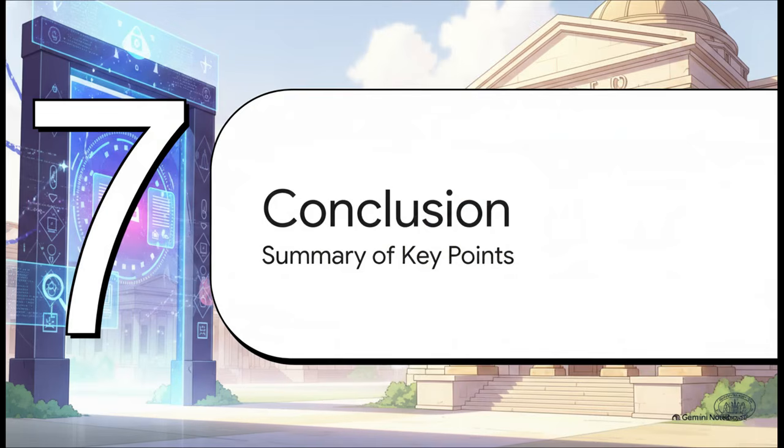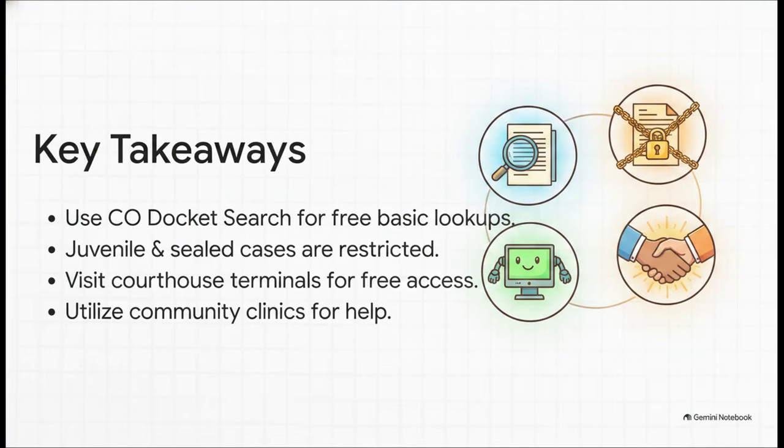Finally, Section 7, Conclusion and Summary. We've covered a ton of ground today, and this brilliantly illustrates just how accessible the Colorado justice system truly is if you know the workarounds. Just to recap, always start with the official CO Judicial Branch docket search for free basic lookups. Keep in mind that juvenile and sealed cases are off limits. If you hit a paywall, skip it and go straight to the Centennial Courthouse public terminals for deep, free access. And please, utilize those community clinics if you get stuck on the paperwork.